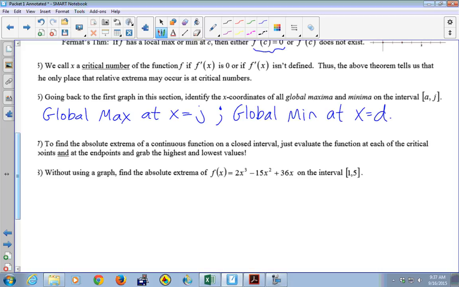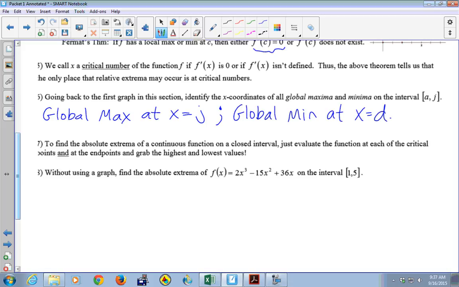So when you're looking for absolute extrema of a continuous function on a closed interval, you just evaluate the function at each of the critical points and at the end points, right? So our global max was one of the end points of the interval. Our global min was one of the relative extrema, one of the valleys. And just grab the highest and lowest value. Pick the very biggest peak, or it might be the endpoint.